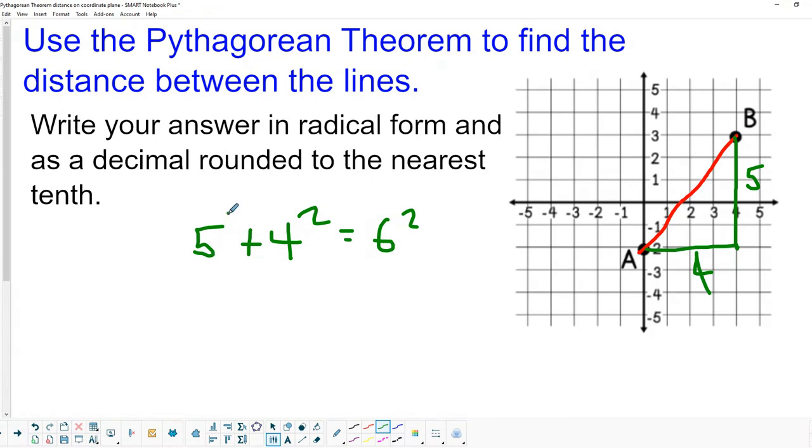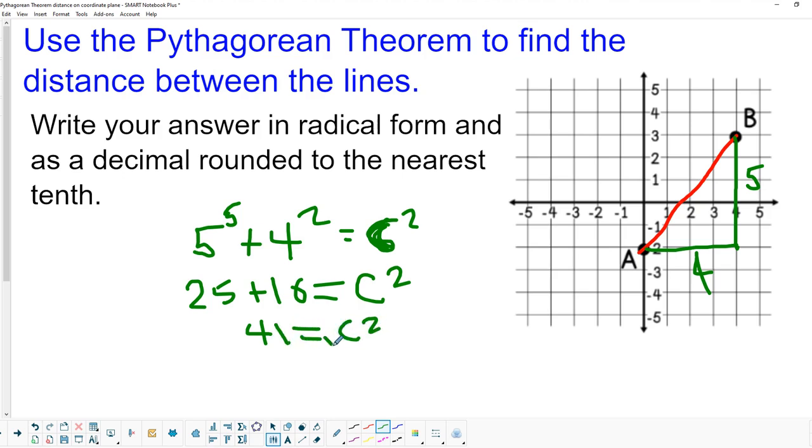Yeah, I should have put 5 squared, and this is c, right? I almost put a 6 there. So we got 25 plus 16 equals c squared. 25 plus 16 is 36, 37, 39, 41.